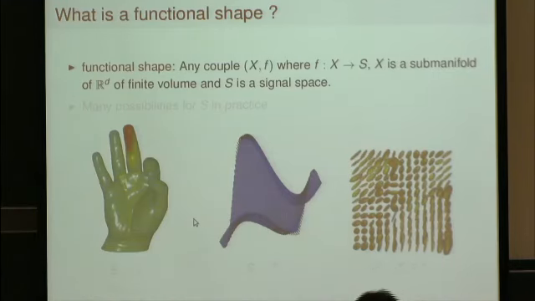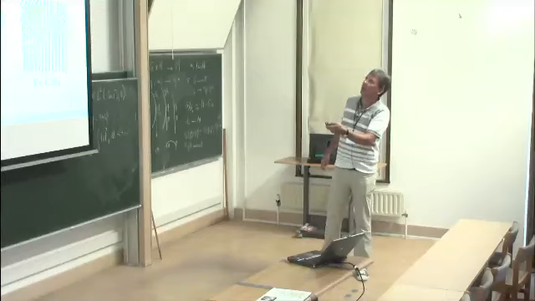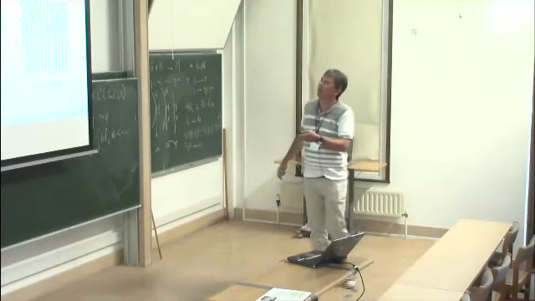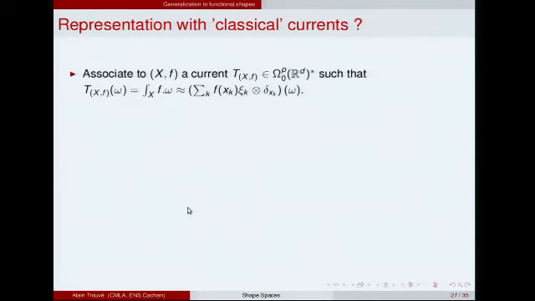We are not the first to think about this. I can think about something which is a manifold plus a signal: f from X to S, where S is a signal space. So I have a field of signal on the manifold. I call this a functional shape. It's not the best name, but this is the name. So, 3 examples of this kind of thing. Can we work with that in the same way?